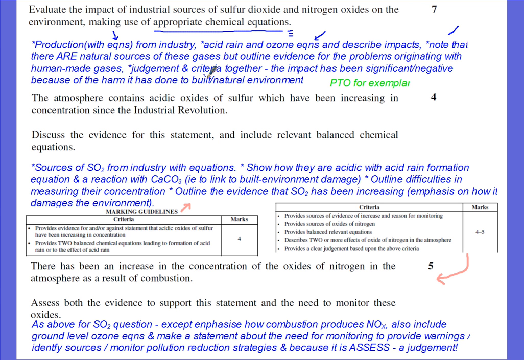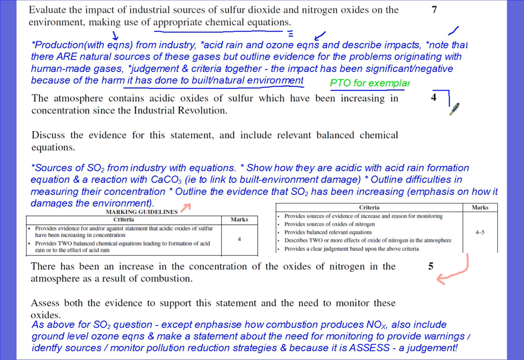Then I'd give my judgment and criteria together, similar to the previous page. There has been a significant negative impact because of the harm that has been done to the natural environment. So my criteria of judging whether there has been an issue is yes, there has been harm to the natural environment. In a second I'll show an exemplar answer for this particular question.